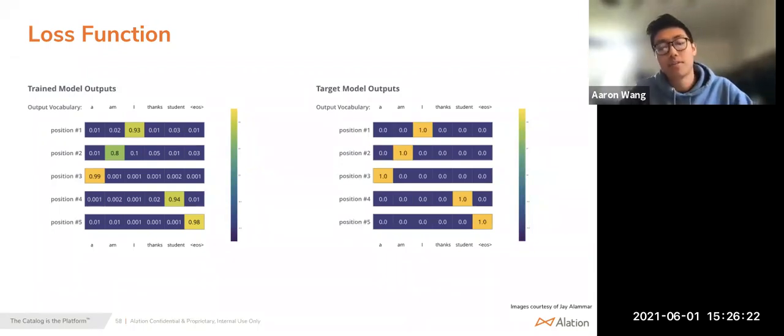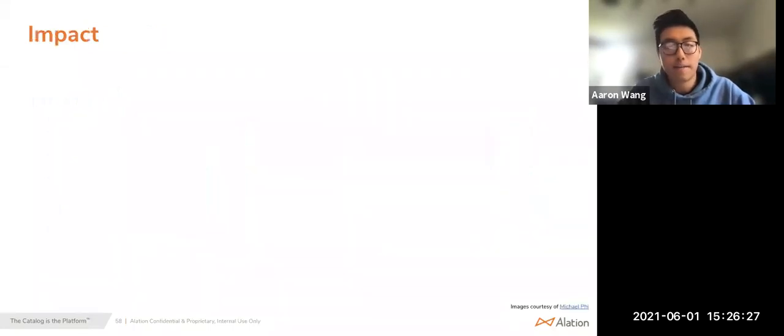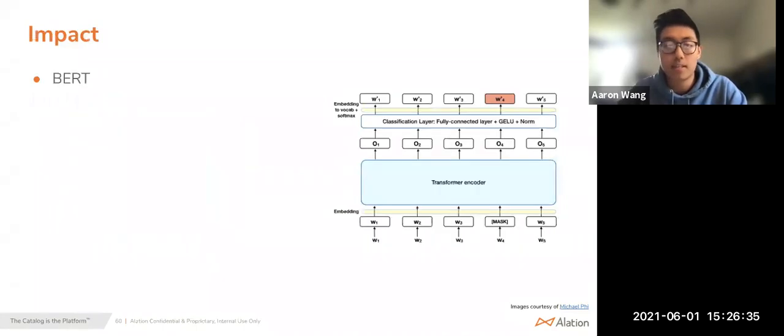Let's look at some impacts that the transformers are having. So the first architecture that is really coming about from these transformers is BERT. I'm sure you've all heard of this model.